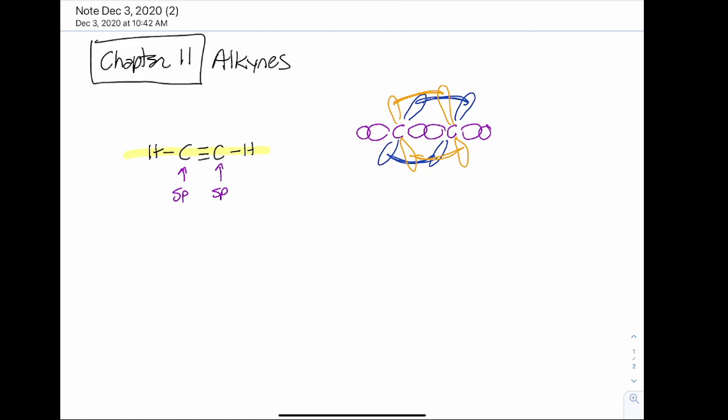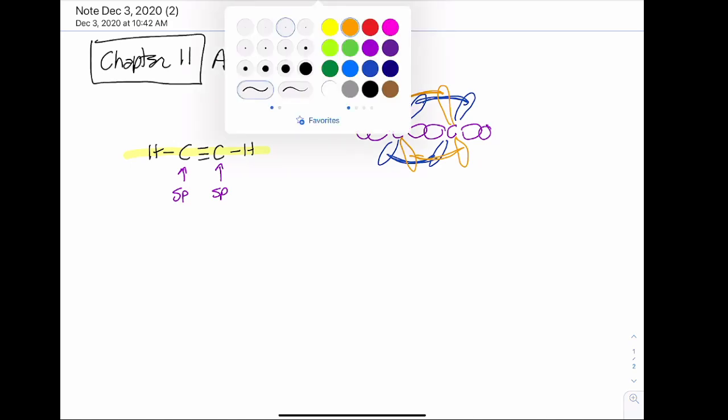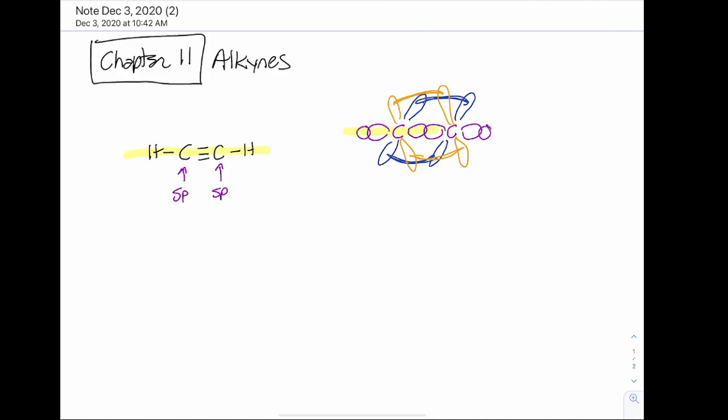Remember, these are linear. So when we're naming them, I don't have to worry about stereochemistry. I can't have groups above or below, on opposite or the same sides of my pi bond, because they're in line with that pi bond. Again, if we look at this one, those are linear. So I don't have to worry about stereochemistry about that triple bond.